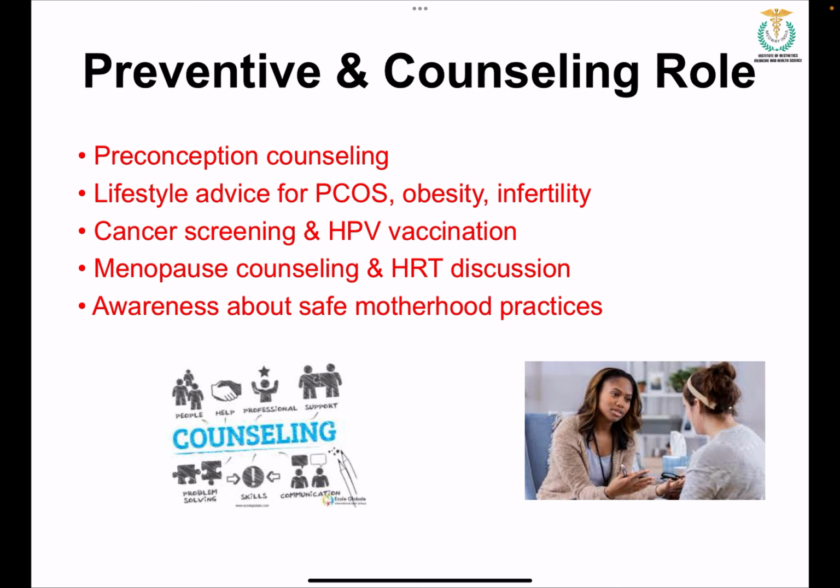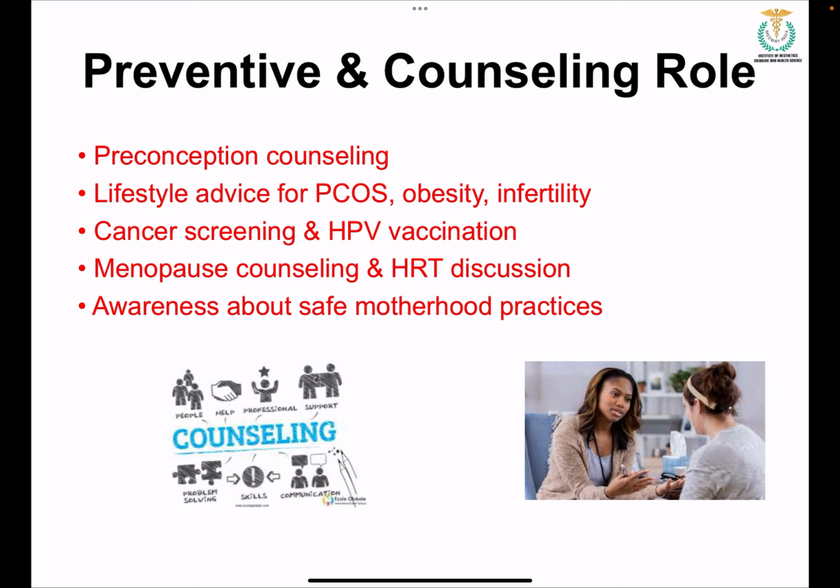Next is the preventive and counseling role. The most effective role of an OBGYN is in prevention and counseling. First one is pre-conception counseling. Here we'll do the correction of anemia, advise control of diabetes and thyroid disorders, and we also advise starting folic acid.